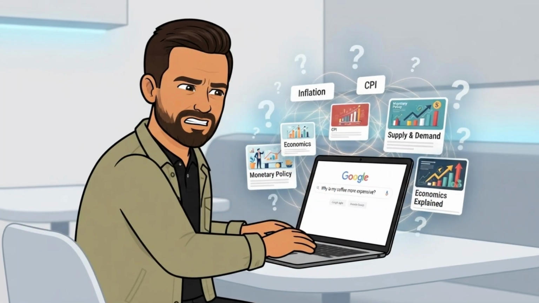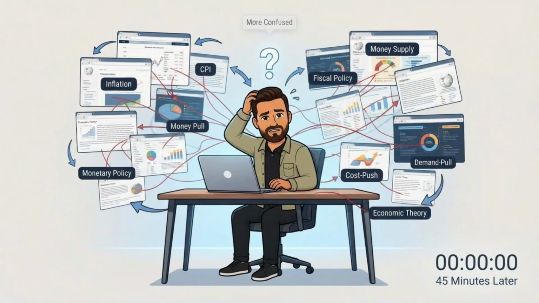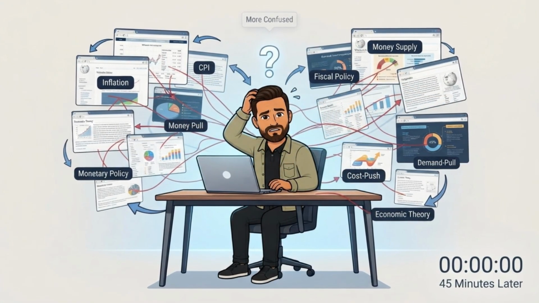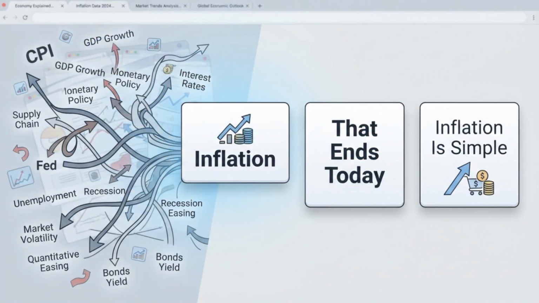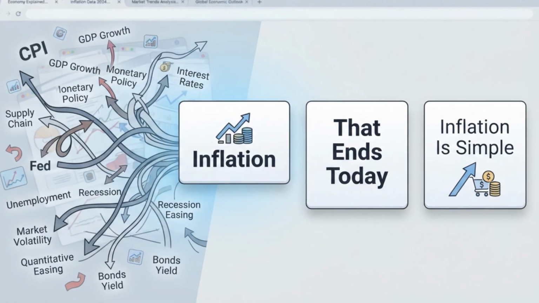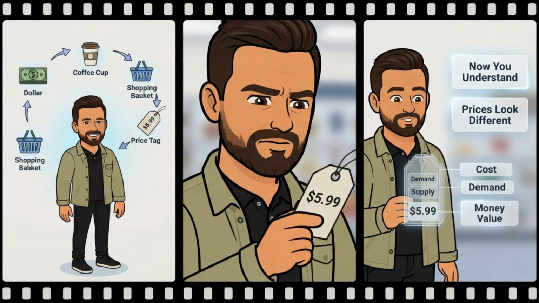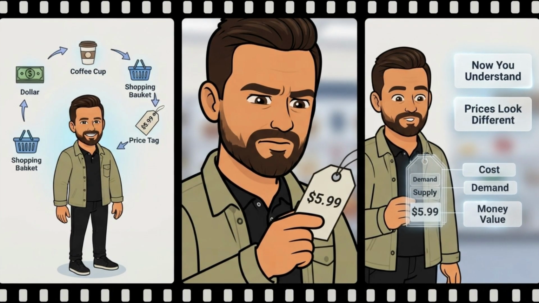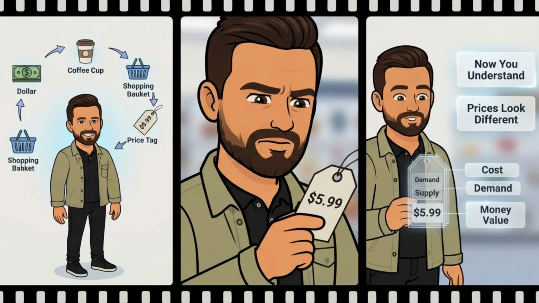So Chris does what any reasonable person does. He Googles it. And after 45 minutes of economic jargon and Wikipedia rabbit holes, Chris knows less than when he started. That ends today. Because inflation isn't complicated. It's actually one of the most logical forces in the entire economy. And once Chris understands it, once you understand it, you'll never look at a price tag the same way again.